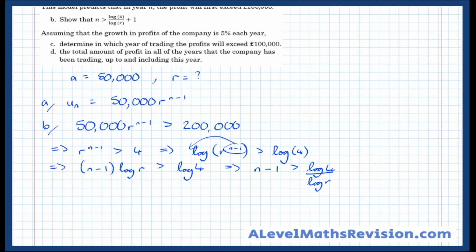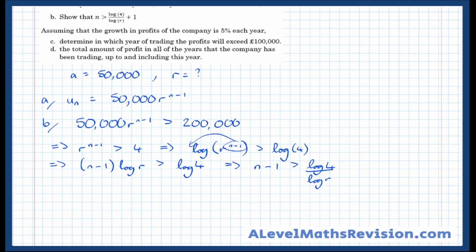But at this point, in a lot of questions, we would have to flip the inequality, so you must be vigilant when doing this. Always look at whether what you're dividing by is negative or not, so that you know whether to flip the inequality or not. Okay, then going in for the kill here, that tells us that n is greater than exactly what we're asked to show, log 4 over log r plus 1.